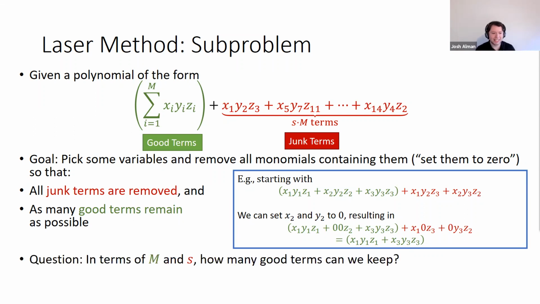And the question is, in terms of m, the number of good terms, and s, the ratio of junk terms, how many good terms can we keep? So in the worst case, how many good terms can we keep when we do this?